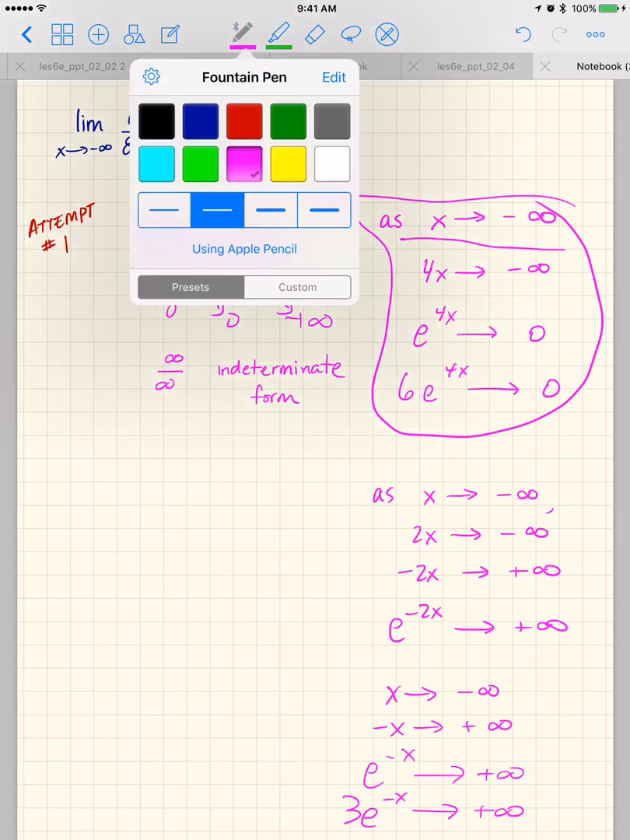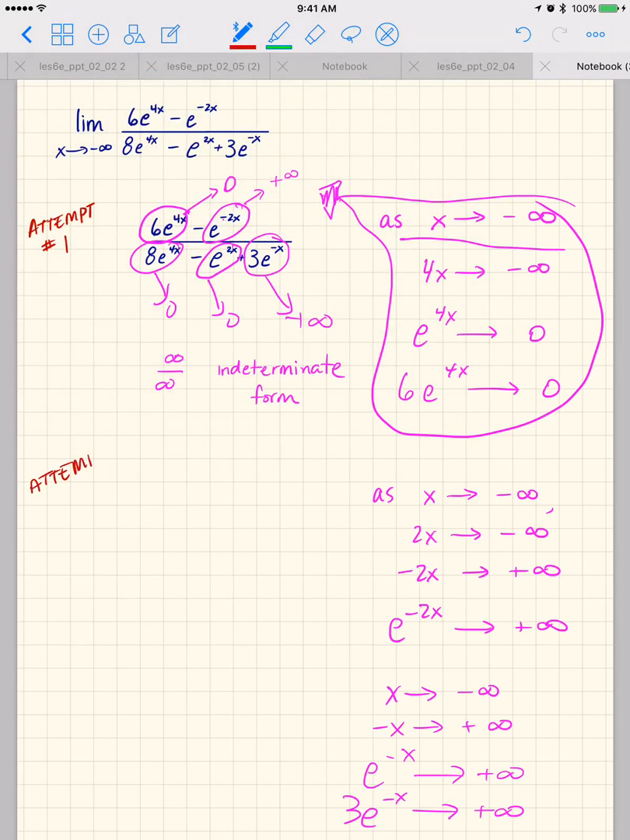So what this tells us is that we need to factor, attempt number 2. We're going to factor. So this fraction is equal to, now what do we factor? Notice that our leading term now is going to be e to the negative 2x. That's the dominating term in the numerator because it's going to plus infinity, whereas the other term is going to 0. So let's factor that out, and we'll get negative 1 plus 6e to the 6x.